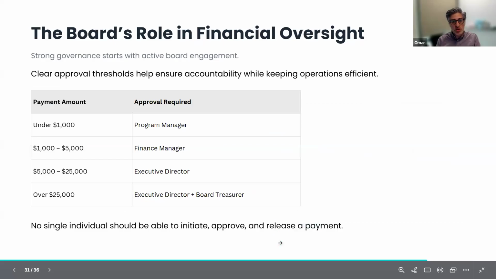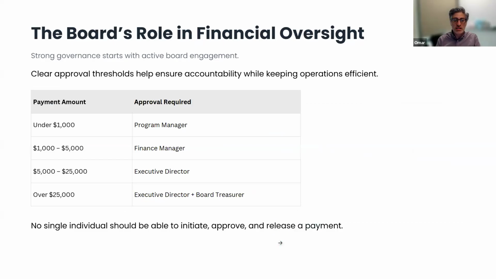The board's role in financial oversight, so having clear approval thresholds really helps to ensure accountability while keeping operations efficient. I want to stress that these are just examples. These aren't by any means the thresholds that you should have in your organization. The message, though, is no single individual should be able to initiate, approve, and release a payment.